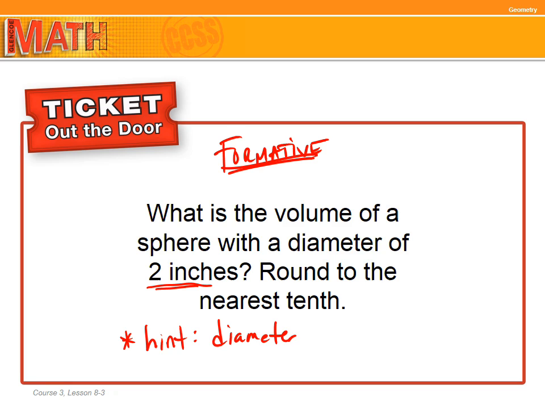Diameter is not part of the formula, but it helps you find something very important in the formula. If that does not make sense, go back, watch this video again. Good luck.